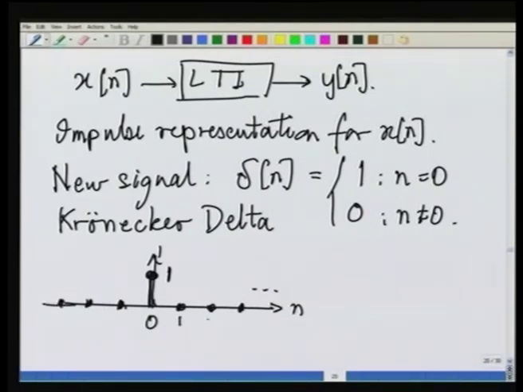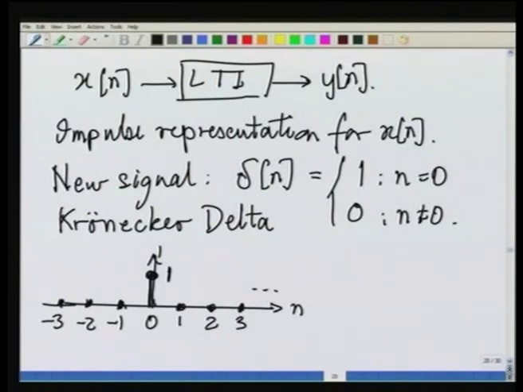So, at n equal to 1, 2, 3, minus 1, minus 2, minus 3, etc., the signal is 0, except at n equal to 0, where this signal has a value of 1. Now, this is our Kronecker delta, and this signal is going to play a very, very important role when we discuss signal and system theory. We will have a corresponding signal called a Dirac delta when we start talking of continuous time systems, but that is a little while later.